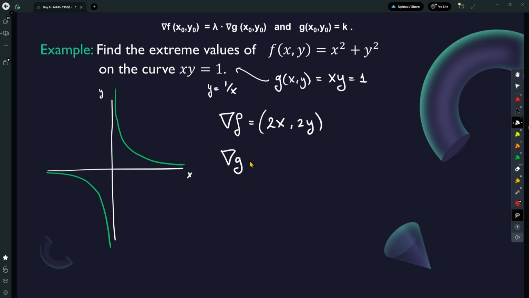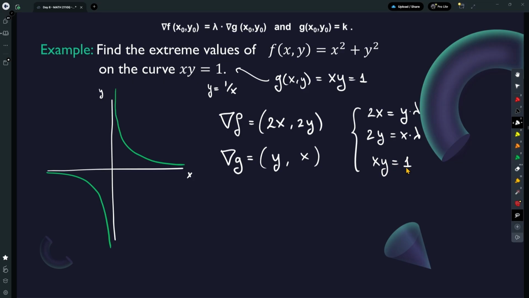And the gradient of g will be the partial with respect to x, which gives me y, and the partial with respect to y will give me x. And I have to set this up to be a system such that I want this to be lambda times y and this to be lambda times x. So that gives me two conditions. 2x equals y times lambda, and 2y is x times lambda. And remember that they still have to satisfy the formula for the graph of g.